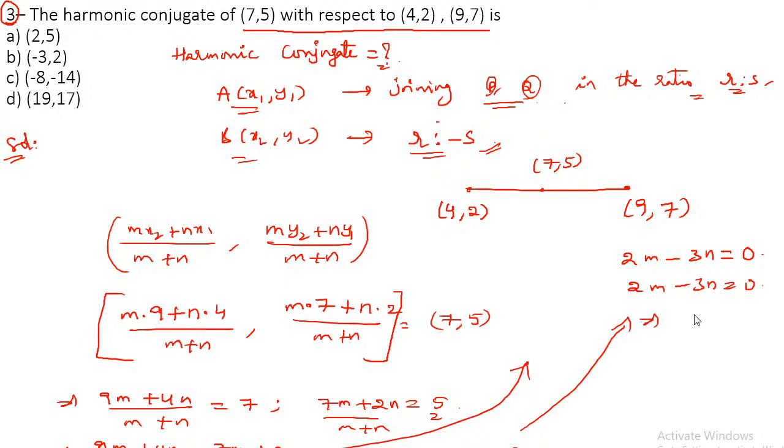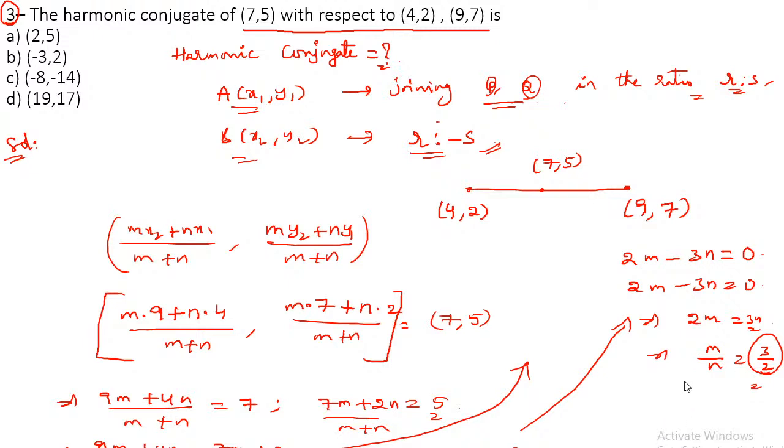So this implies 2m is equal to 3n. This implies m by n is equal to 3 by 2.